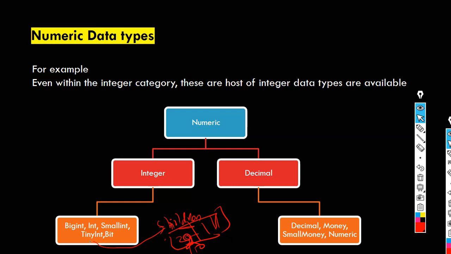However, tiny int cannot be used for storing the stories of a building. How many stories are there in a building? First floor, second floor, third floor. It can have more than 255 stories also. There are some skyscrapers with more than 255. In that kind of situation, you cannot use tiny int. In that case, you need to use some other data type.